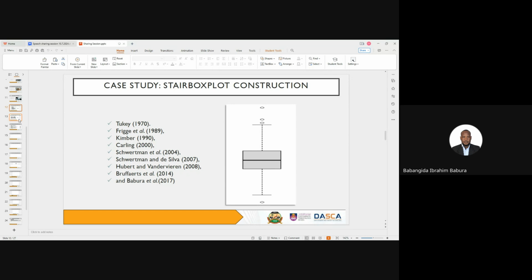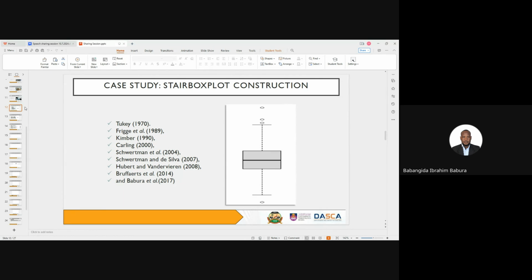So let me rush through the literature. If you look at it, Frigge contributed a lot in '89. Kimber, Carling, Schwertman, De Silva, Hubert, Bruffaerts, and we also made a contribution even in the classical box plot. That is Babura et al., 2017, one of my submissions. Most of these contributions are attached to the identification of outliers, so that is not the focus of our discussion. They still look alike. Each of the plots developed in this list of literature is about the pens, where the pen's position should be. So it's not the focus of our research.